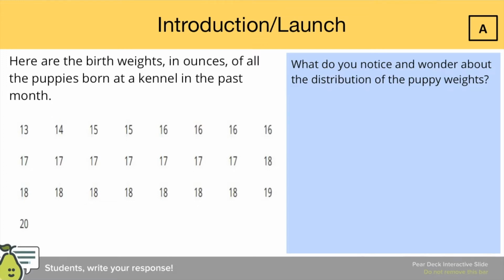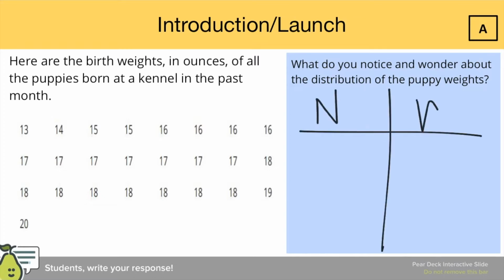To support students with disabilities, you can provide them with sentence starters that say, I notice or I wonder, or you can give them a T-chart with noticings on one side and wonderings on the other side. Sample responses may include, I noticed the median birth weight is 17 ounces. I notice the median looks like it's the same as the mean. I notice almost a third of the puppies weigh 18 ounces.